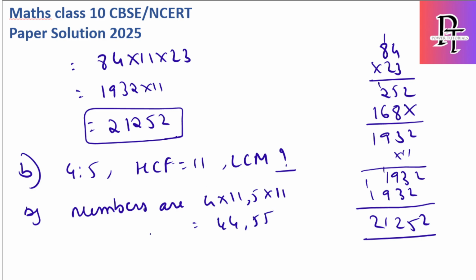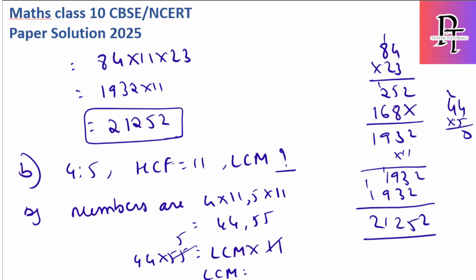What is LCM they're asking? For two numbers, we know that the product of numbers is equal to LCM into HCF. So LCM we need to find, HCF we know, which is 11. So now we can see 11 ones, 11 fives. 44 into 5 is the LCM, which is 220. You can see here, this took almost less than 1 minute, whereas this took at least 3 to 4 minutes to solve it.